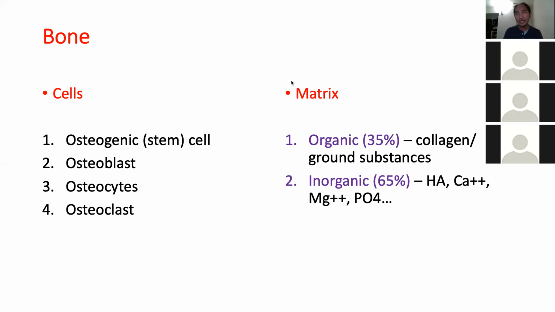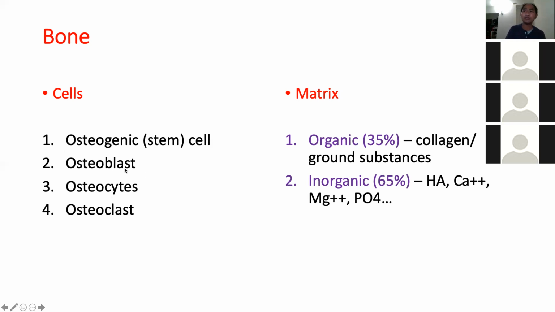So, cells and matrix. Cells: the grandpa of the osteoblast is the osteogenic stem cell. Of course, that's the DNA. These are the basic stem cells from which we form bone. From the osteogenic stem cell, we change into the osteoblast. The osteoblast is the cell which makes the bone, which puts down bone matrix. And then once the osteoblast stops functioning, these are called osteocytes.